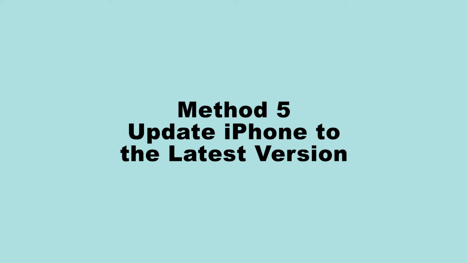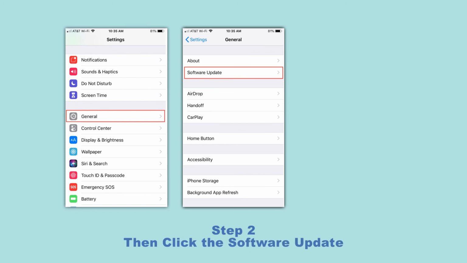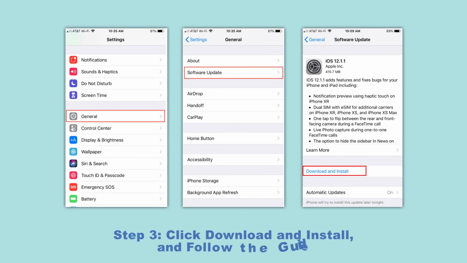Method 5. Update your iPhone to the latest version. Updating the iPhone to the latest version can remove some bugs that lead to the problem of gray screen. Step 1. Open Settings and click General. Step 2. Then click Software Update. Step 3. Click Download and Install, and follow the guide.